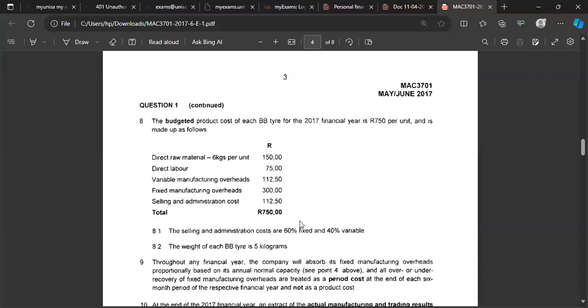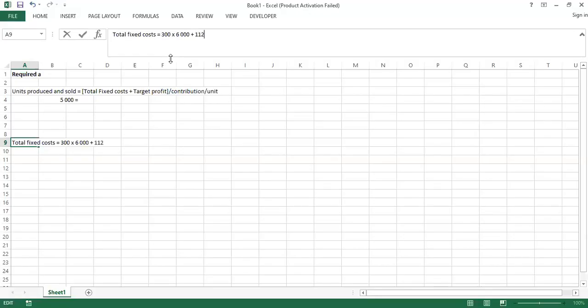In terms of the fixed overheads, we have selling and admin costs. Selling and admin costs are 60% fixed and 40% variable, which means we apportion them in that ratio of 60% and 40%. So we want 60% there. So we can put it this way: 112.5 times 60%.